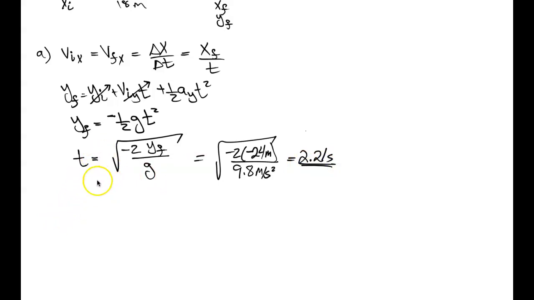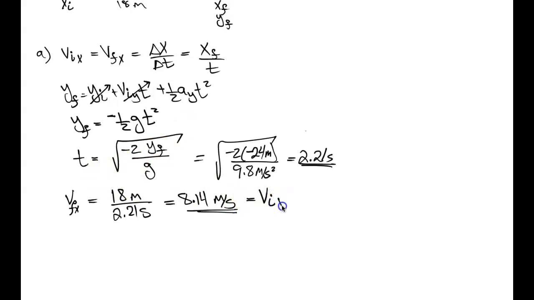But now we can say that v final in the x direction is the 18 meters over 2.21 seconds, which is 8.14 meters per second. And since there's no acceleration in the x direction, this would also mean that v initial x is this 8.14 meters per second.